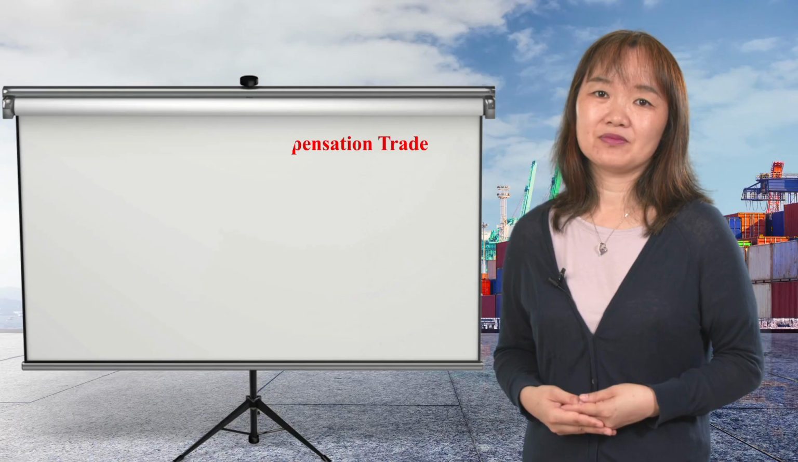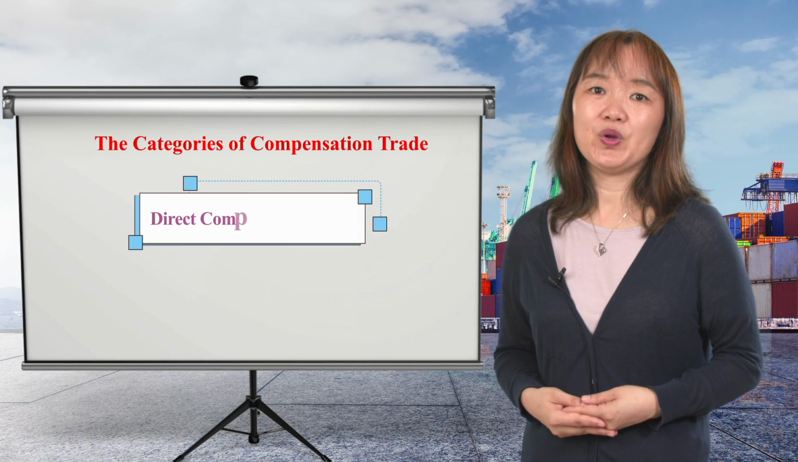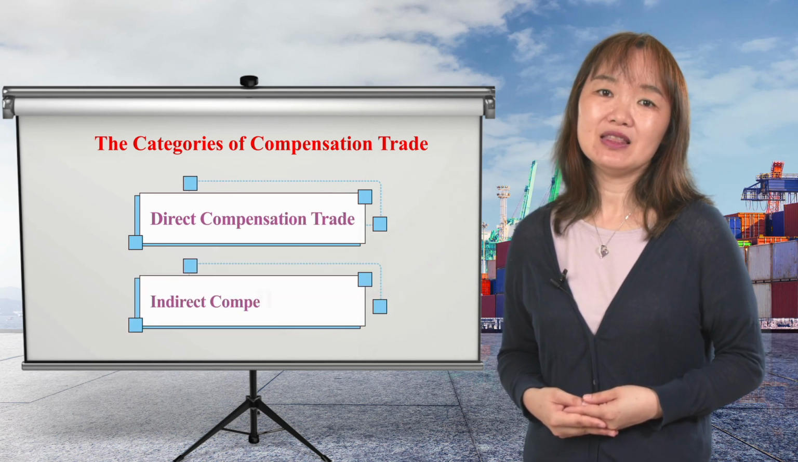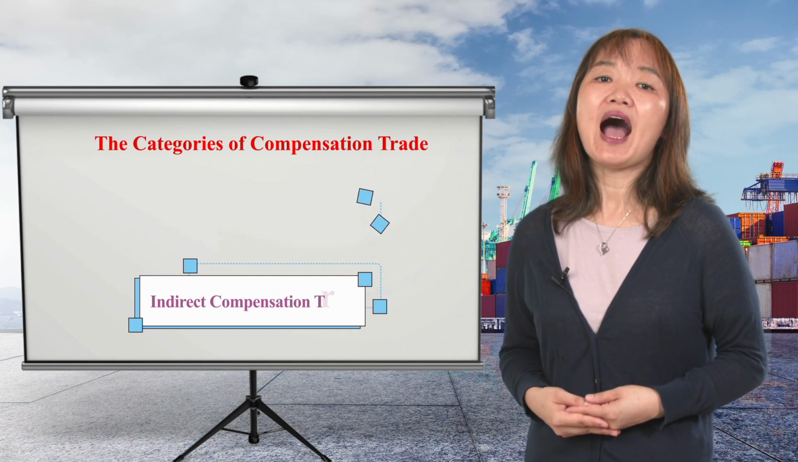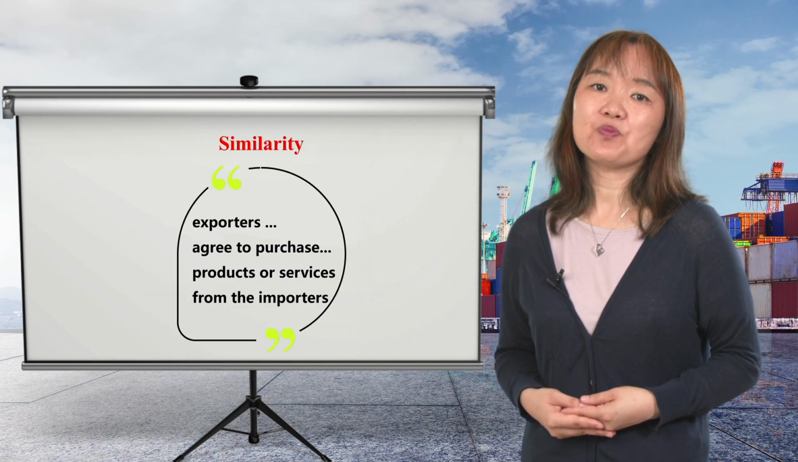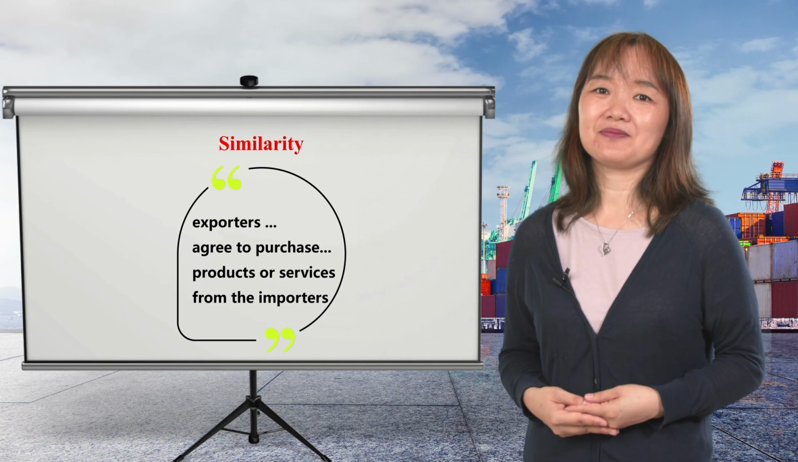Let's look at the categories of the compensation trade and go further to learn more about the compensation trade. There are two categories of the compensation trade, which are direct compensation trade and indirect compensation trade, which are also featured by exporters agree to purchase products or services from the importers as their similarities.